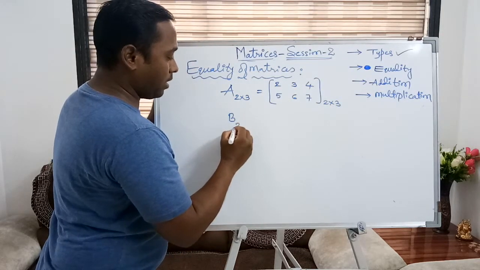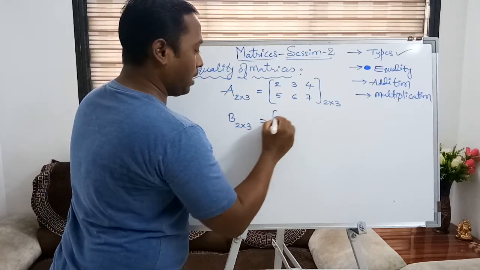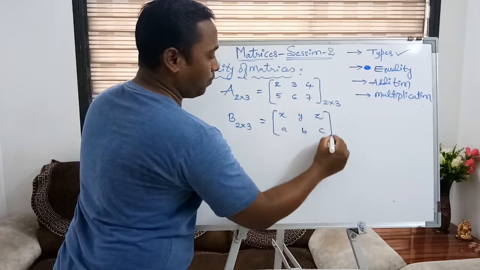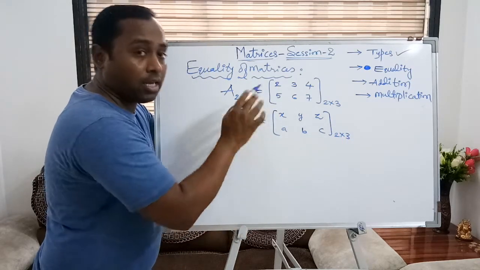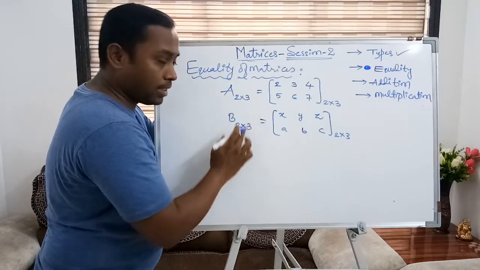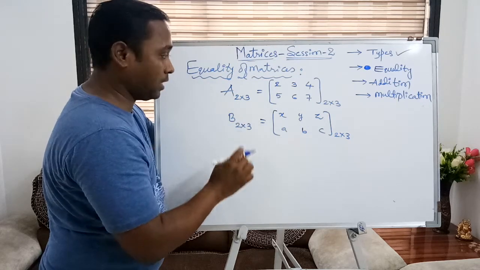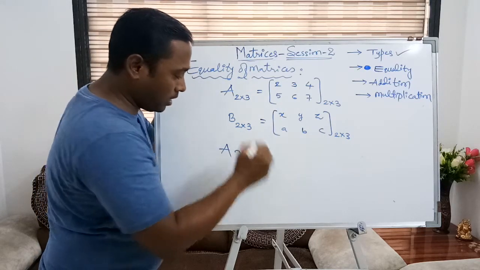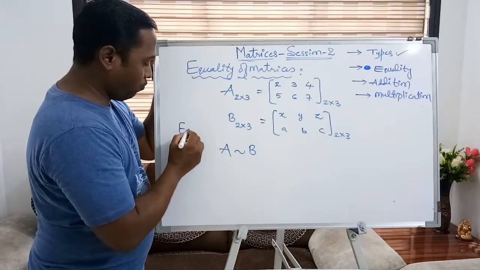And B is another matrix having the same order. Here I am taking some values x, y, z, a, b, c. The order is the same. We are not bothering about their entries here, right? So if the order is the same, we can say these two matrices are equivalent matrices. Equivalent means matrix A is equivalent to matrix B.